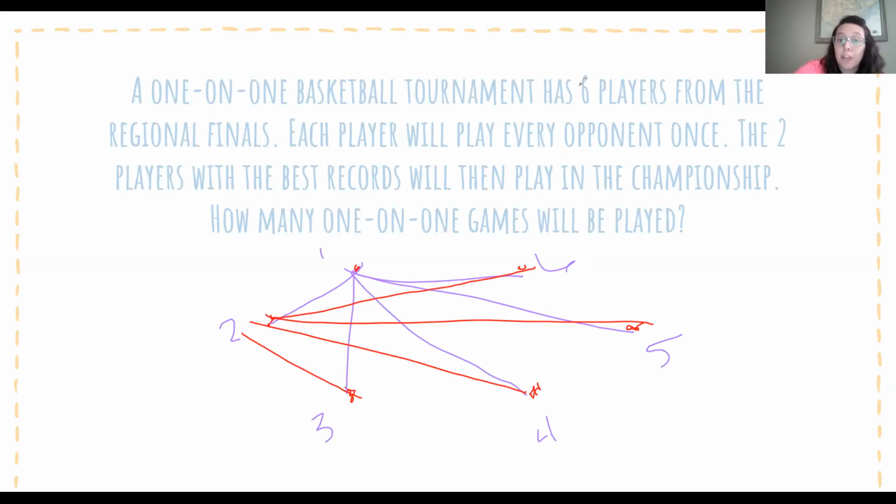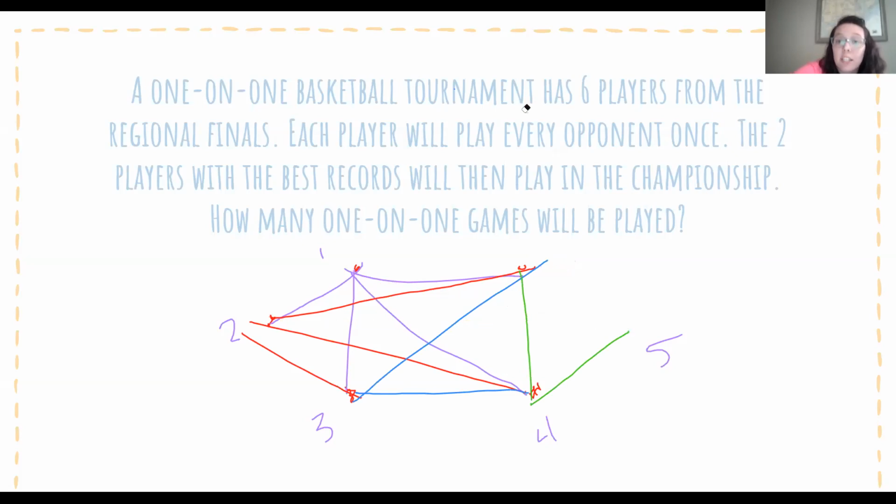Then player 3, he's already played player 1 and 2, so he can play 4, 5, and 6. Sorry, I'm trying to find colors that I haven't used yet. Then player 4 has already played 1, 2, and 3, so he can play 5 and then 6. And then finally, player 5 can play player 6.